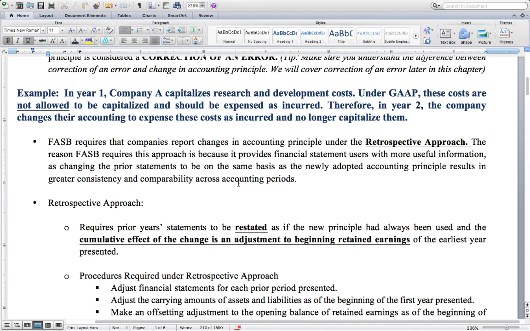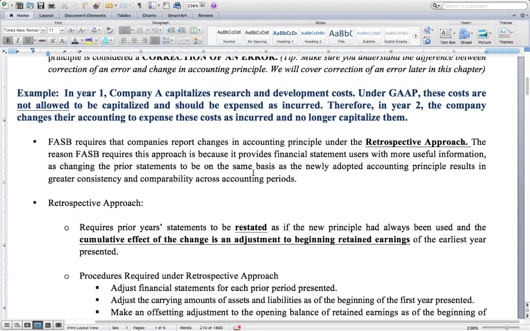So the main reason the FASB requires this approach is because it provides the financial statement users with more useful information. Because if you change the prior year numbers to be on the same basis as the new year adopted accounting principle, the results are more consistent and comparable across the different accounting periods. Therefore, if you make a change in 2016 and the company has to go back and make changes to 2014 and 2015, when you see comparative financial statements that may have 3 years of balance sheets for 2014, 2015, and 2016, all 3 would be accounted for with the new accounting principle, under the same method.